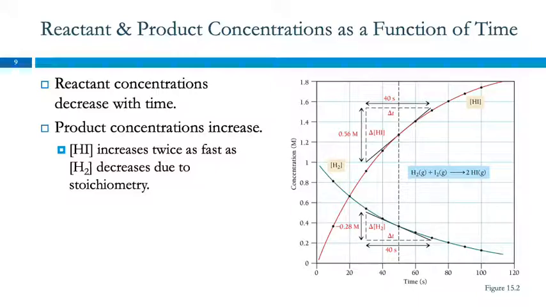Any questions? So would the I2 decreasing match the H2 decreasing as well? So what you'd see is if you looked at the rate of HI increasing, it would be twice as high as the rate of H2 decreasing. So when we write the rate, we take into account the coefficient, so we don't have to specify what we're measuring this with respect to. Anybody else?